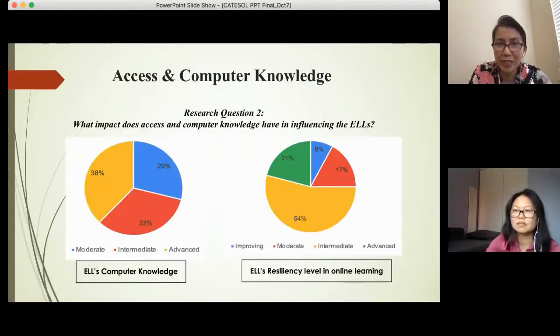So as you can see in this graph, it shows how English language learners perceive themselves as computer literate. Interestingly enough, 38% of them see themselves as advanced when asked about their level. In comparison, only 28% of non-English language learners perceive themselves as advanced in computer knowledge.